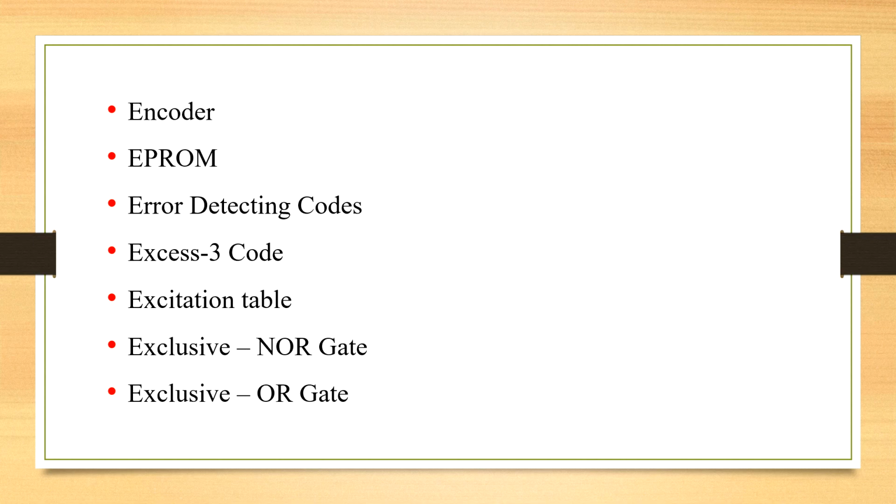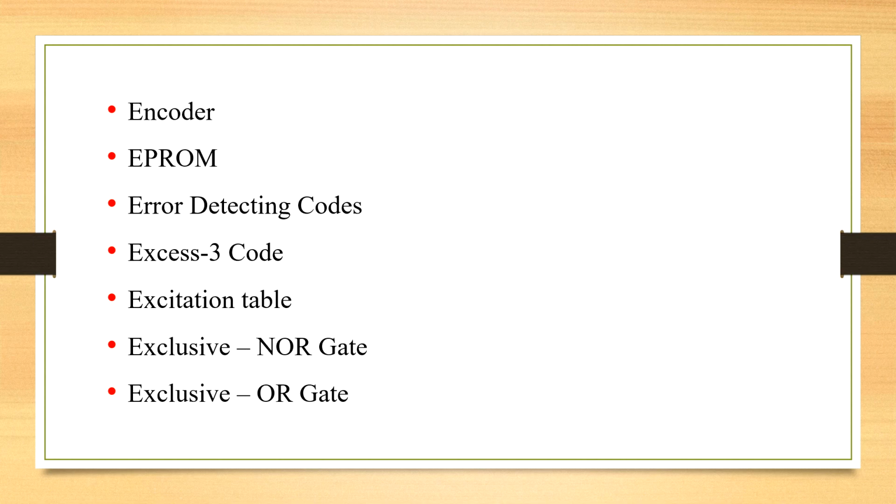Next one, EPROM. It is an erasable programmable read-only memory. It can be programmed by the user with a special EPROM programmer. Next one, error detecting codes. The codes which allow only error detection are called error detecting codes, and codes which allow error detection and correction are called error detecting and correcting codes.